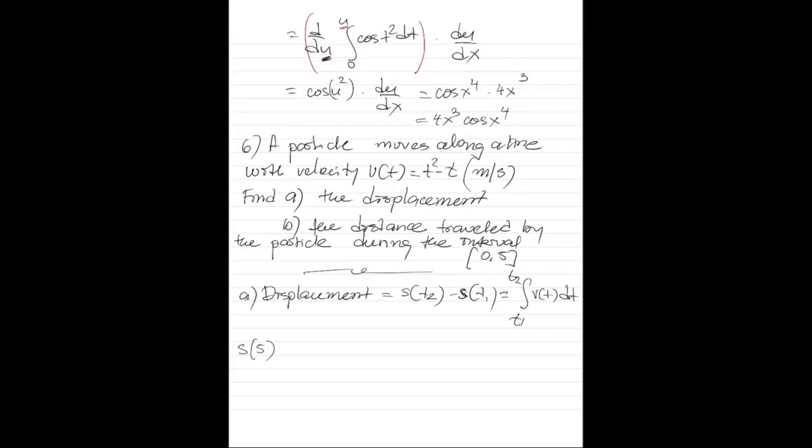So we have s of 5 minus s of 0 is equal to the integral from 0 to 5 of the function t squared minus t dt. And now we have to evaluate this definite integral. So I'm going to do right away t to the 3rd over 3 is the antiderivative, minus t squared over 2. And we're evaluating this from 0 to 5.